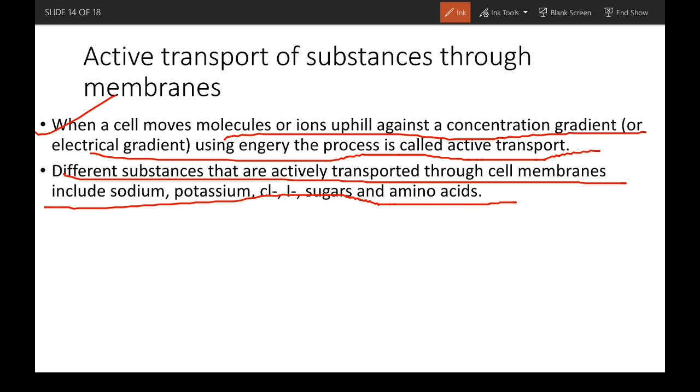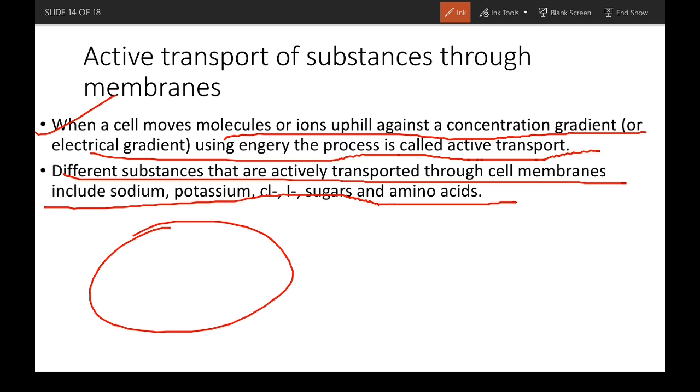So those molecules which are lipid insoluble, and large molecules which could not be moved in, and the concentration gradient is, even though opposite, they still need to be pulled inside of the cell. The biggest example of this type is in every cell.